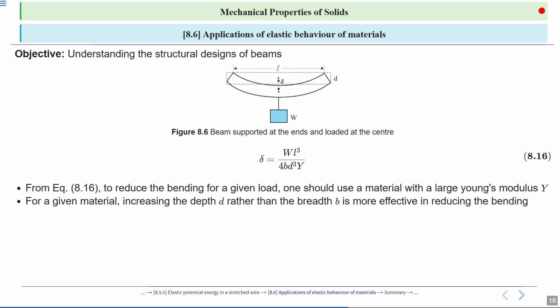For a given material, increasing the depth D rather than the breadth B is more effective in reducing the bending. Alright, so increasing the depth D of the beam is much more effective than increasing the breadth. This is why beams are often taller than they are wide. So delta is proportional to D raised to the power minus 3 and only to B raised to the power minus 1. This means that making the beam deeper reduces the bending much more than making it wider.